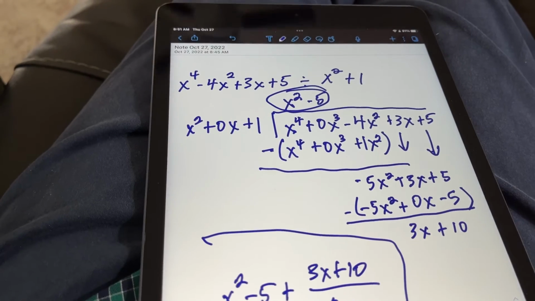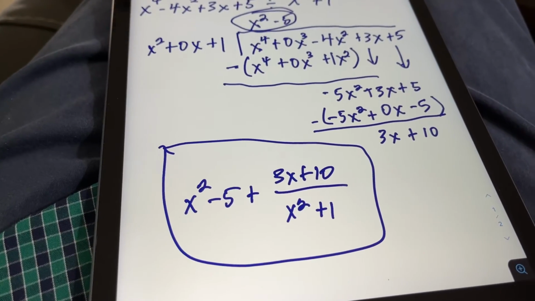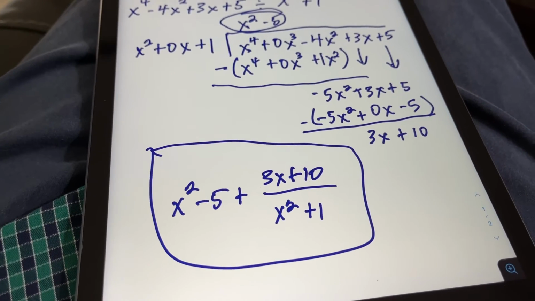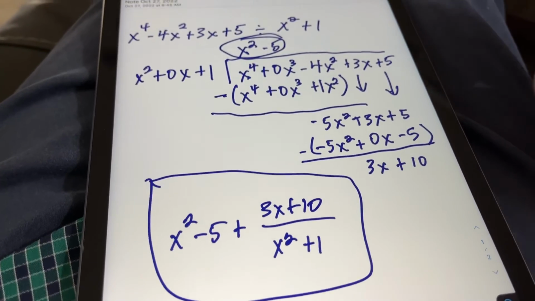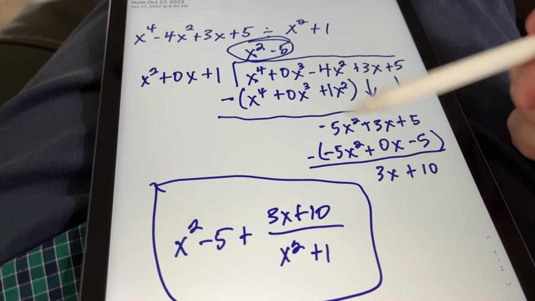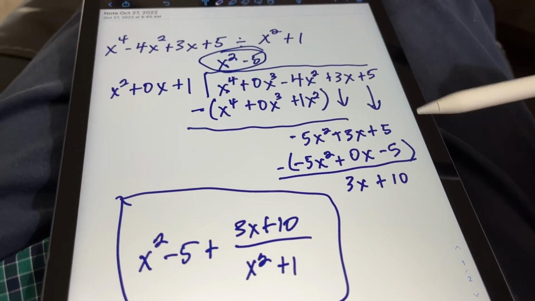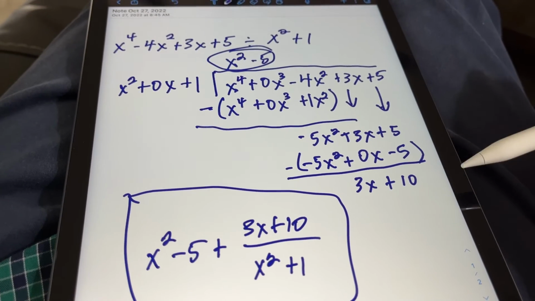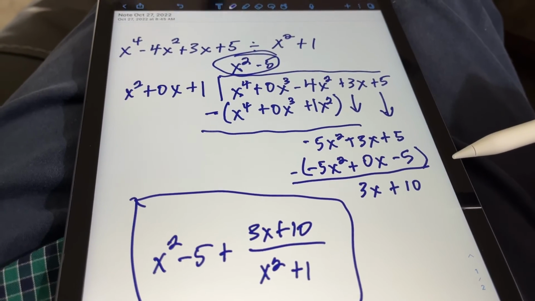So this is my final answer. So this is polynomial long division. The thing to be most careful about is the subtraction here. If I had room, if I was using a piece of paper and had room over here in the margin, I would write those out horizontally when I subtracted.